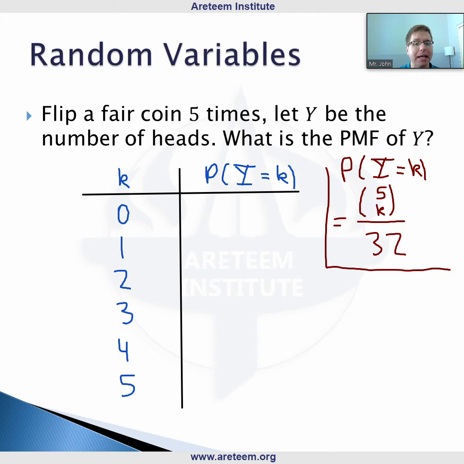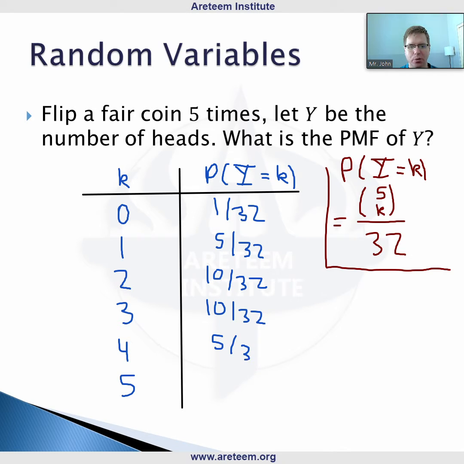So, quick calculations here. 5 choose 0 is 1, so we have 1 over 32. 5 choose 1 is 5, so we have 5 over 32. 5 choose 2 is 10, so we have 10 over 32. And then if you remember, we have some symmetry in these binomial coefficients. So our same pattern is going to continue just in reverse for the other 3 numbers as well.